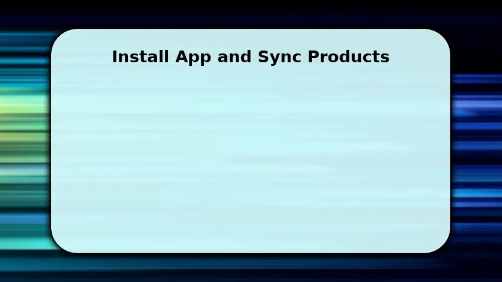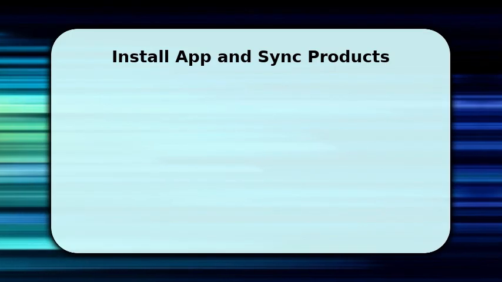Open the Shopify App Store and install your chosen dropshipping app, such as DSers or Ali Dropship. Authorize the app to access your Shopify store using OAuth or API keys. Browse Aliexpress within the app and import products directly to your store catalog.